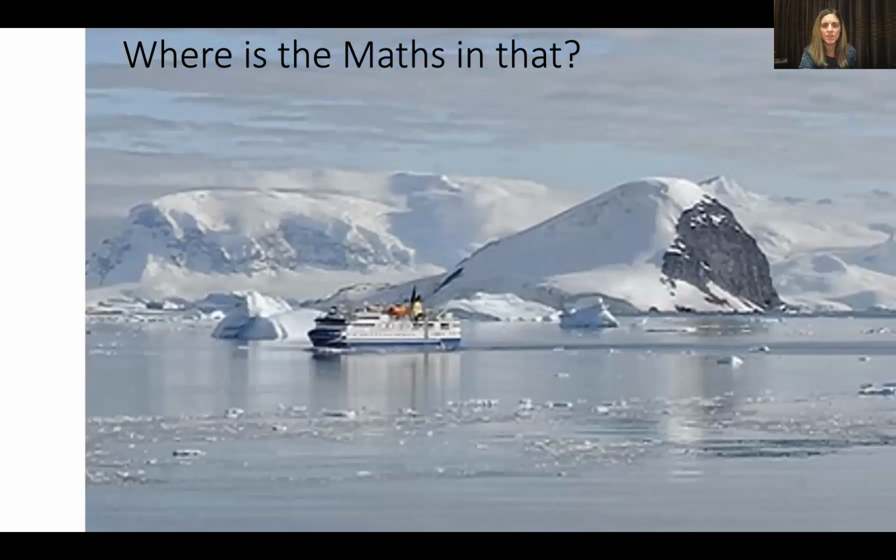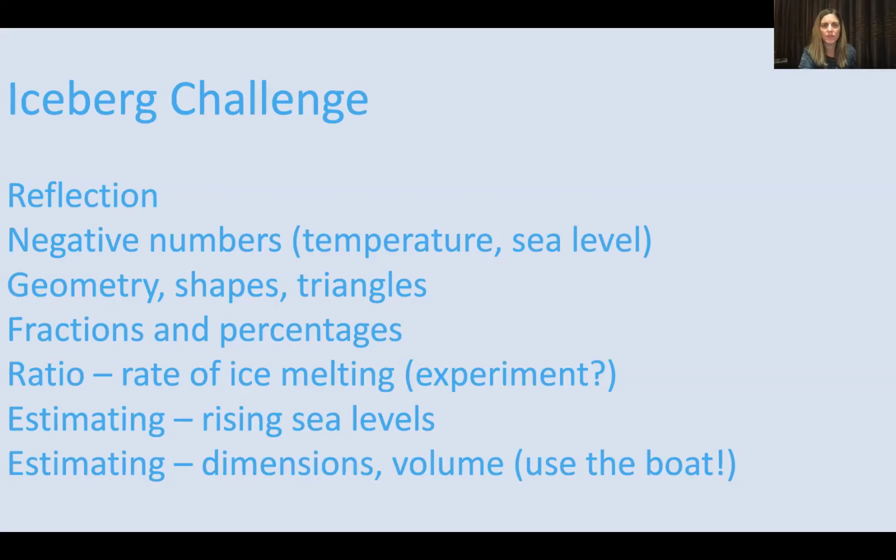Okay, let's just double check, see if we've got everything covered. There we go. So we have reflection, negative numbers, geometry, shapes, triangles, fractions and percentages, the rate of ice melting. So that would be a fantastic experiment to do. You could do it at home with an ice cube and look at the speed with which it melts, depending on the temperature. Rising sea levels we've talked about. And finally, using the boat, using something to help you when it comes to estimating some of the dimensions and volume.